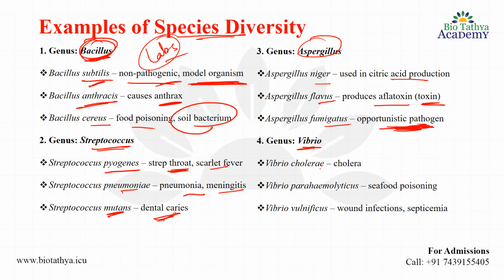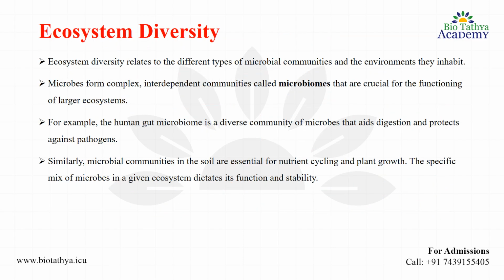If we talk about Vibrio, there can be cholerae, which can cause cholera. Parahaemolyticus is found in seafood and can cause seafood poisoning. Vulnificus can cause different kinds of wound infection and septicemia.